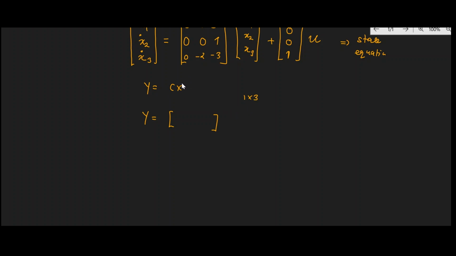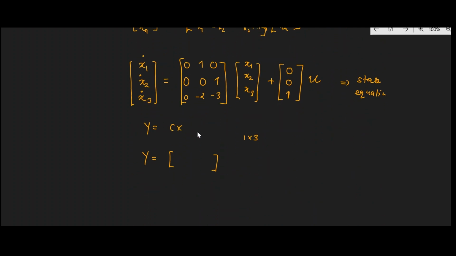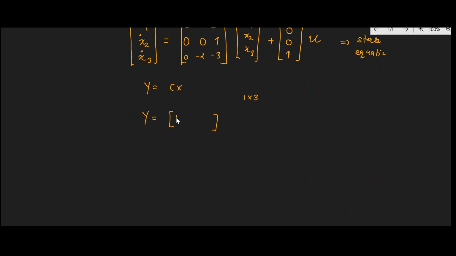You notice that y is only dependent on x1, so we're going to have the position of x1, where the coefficient for x2 is equal to 0 and for x3 is equal to 0, and then multiply by the state variables, which are x1, x2, and x3. Okay, so now this is the state space representation of our differential equation.